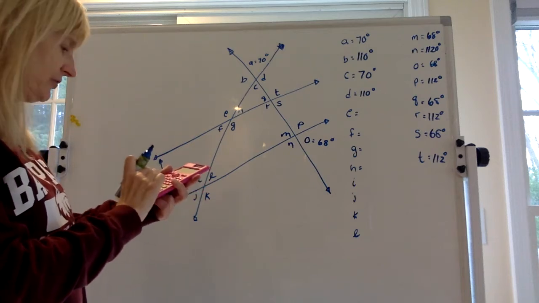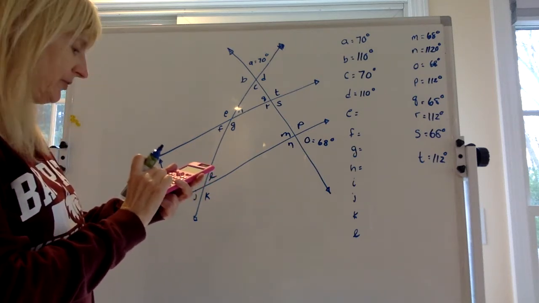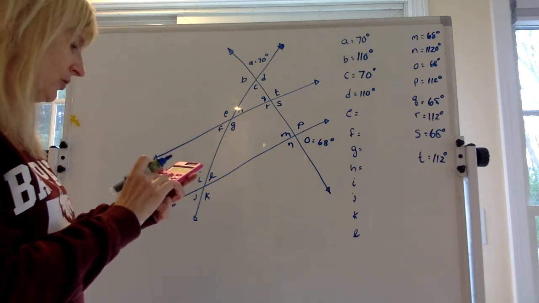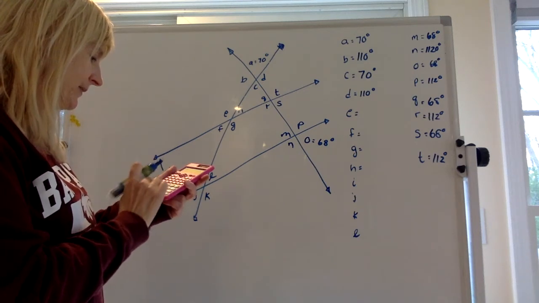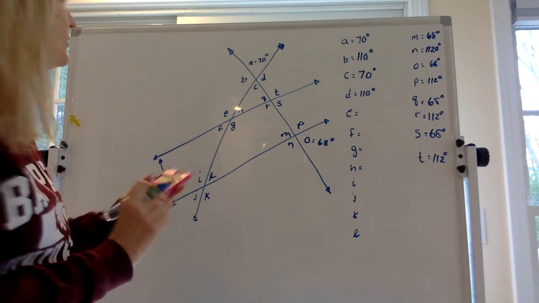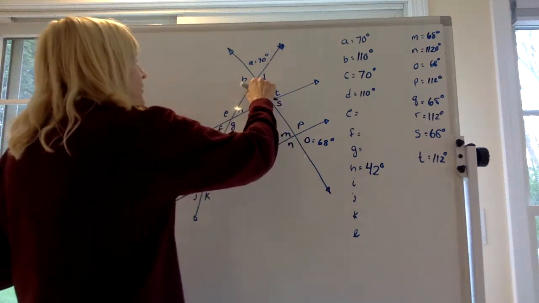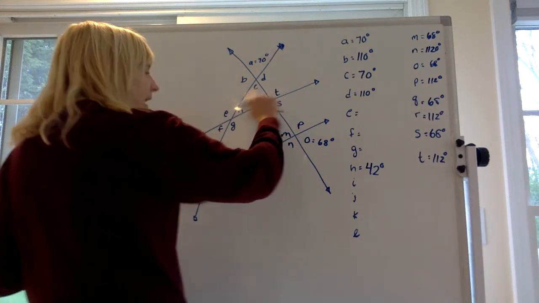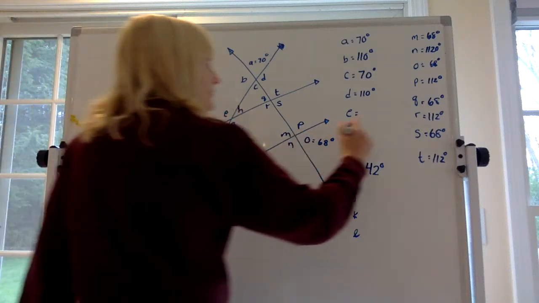For C, we have 70, plus for Q, we have 68. So together, those equal 138. They have to add up to 180. So 180 minus 138 equals 42. So that means H is 42, because these 3 angles, Q, C, and H add up to 180. Once you've got H, you can get F, right? Opposites.